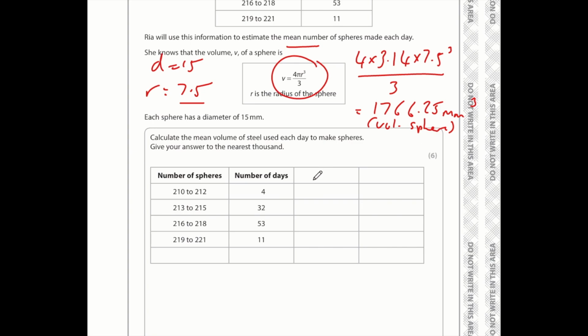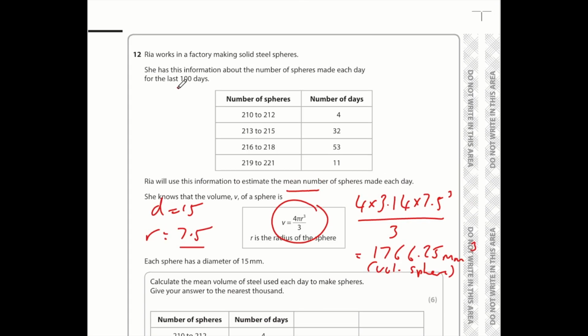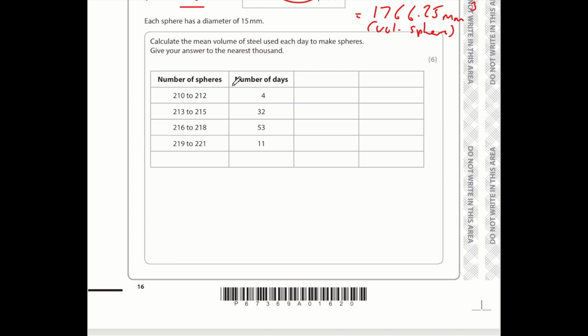So how many spheres were produced in how many days was it? Did they mention that? Over the last 100 days. Okay, so the number of days here, this does add up to 100. So what we've got here is on 4 days, the machine produced between 210 and 212.